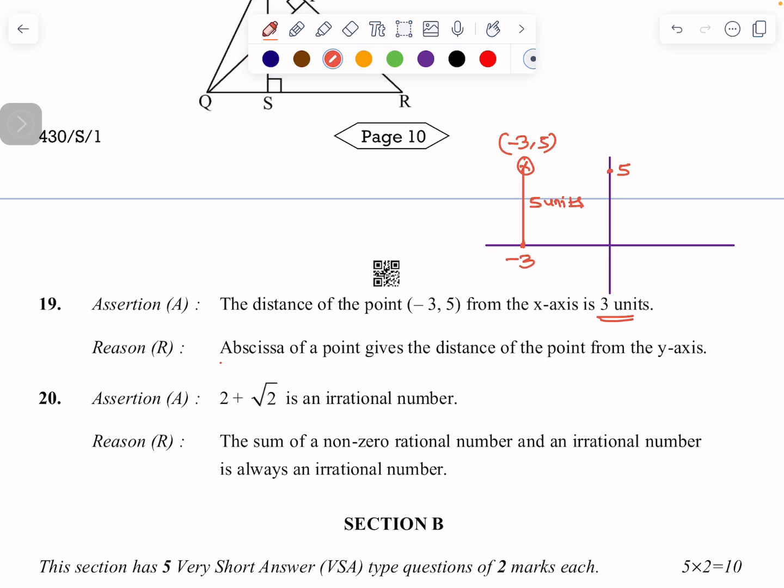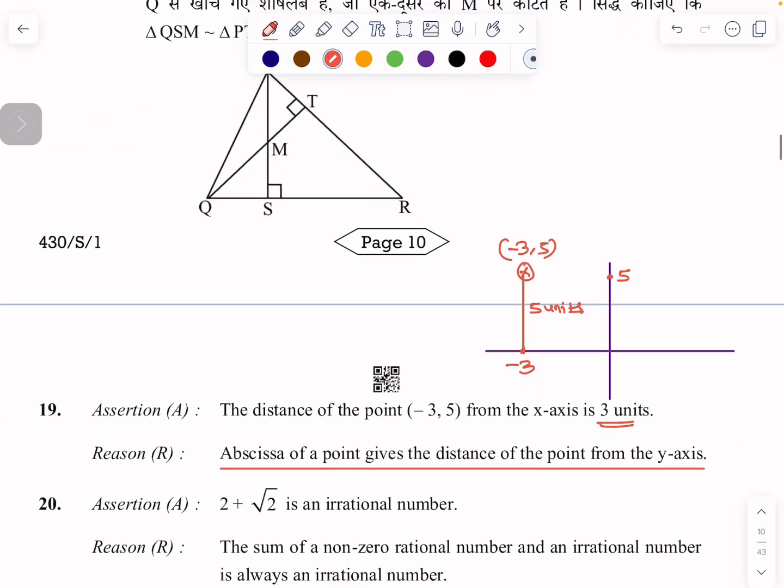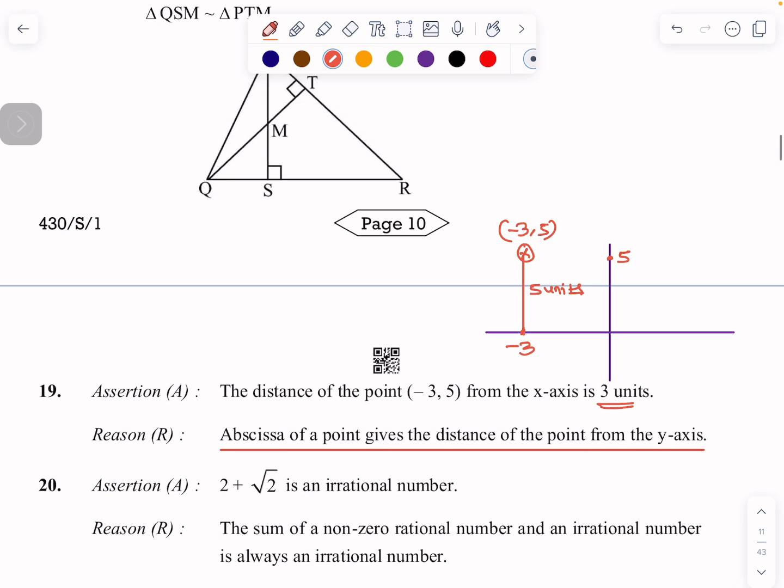And the reason you read here: the abscissa of a point gives the distance of the point from the y-axis. Abscissa means the x value. The x value gives the distance of the point from the y-axis. The y coordinate gives the distance of the point from the x-axis. So the reason is true but the assertion is false. Which answer do you select? Yes, answer D, where the assertion is false and the reason is true.